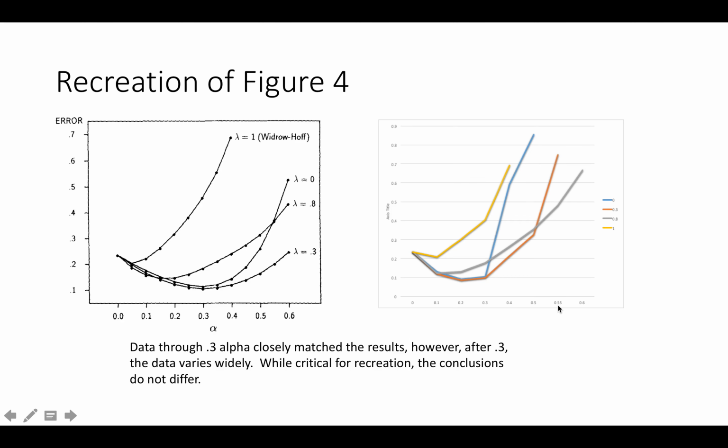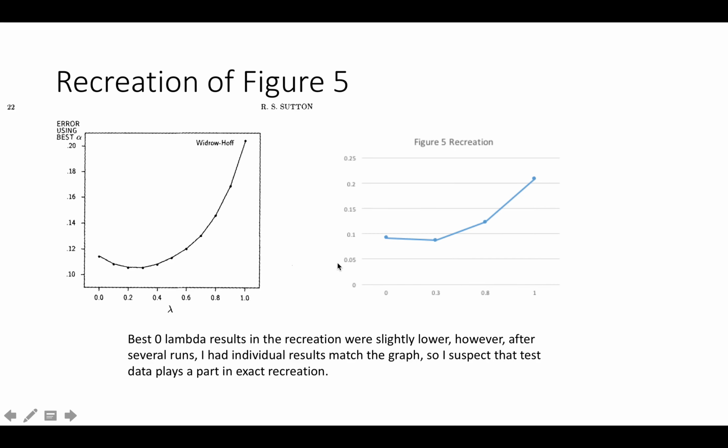slightly differently. I threw in an extra value here for alpha just to see where they max. For the most part, the core of the value is where the minimal error rates are at. In the case of figure 5, proportion to scale, it's a little bit off.